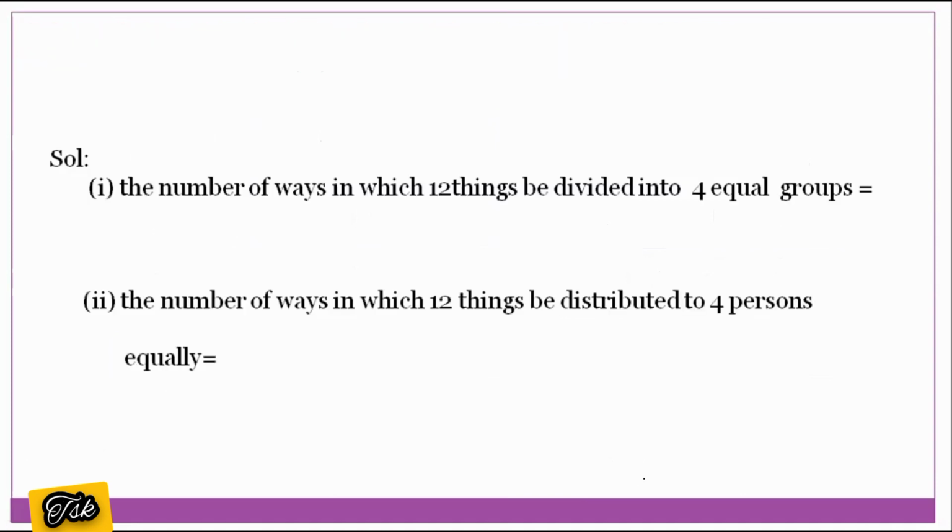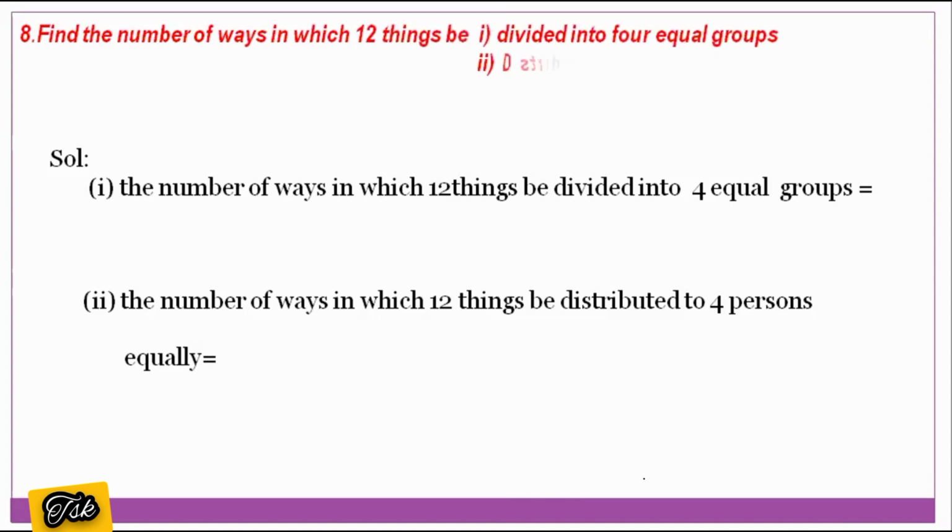Find the number of ways in which 12 things can be divided into 4 equal groups, or distributed to 4 persons equally. First, the number of ways in which 12 things can be divided into 4 equal groups. The formula: 4n things divided into 4 equal groups is (4n)! by 4! into (n!) whole to the power of 4.